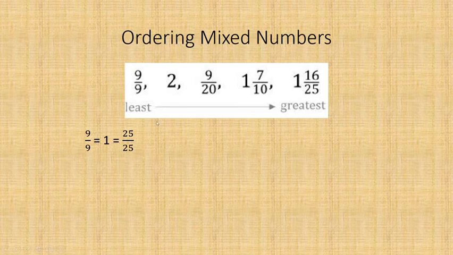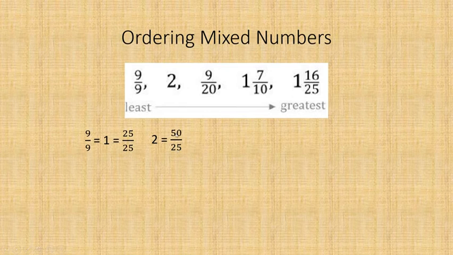So 9 over 9 is going to be equal to 25 over 25. It's going to be 100 over 100. It's going to be 1 million over 1 million. It's okay. And another note, 2 whole is just equal to a number in the denominator and double in the numerator.